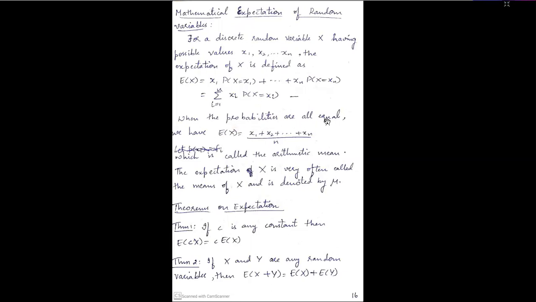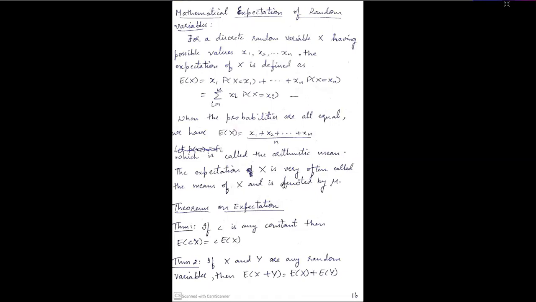If the probabilities are all equal, that means the probability of each value will be equal to 1 by n. Hence, E(x) will be equal to (x1 + x2 + ... + xn) divided by n, and this is nothing but the arithmetic mean. So, E(x) in this case will be an arithmetic mean. The expectation of x is very often called the mean of x and is denoted by mu. You can also denote E(x) as mu.